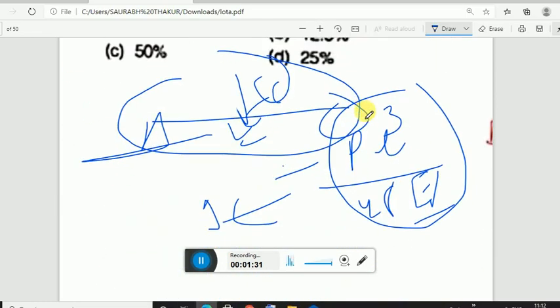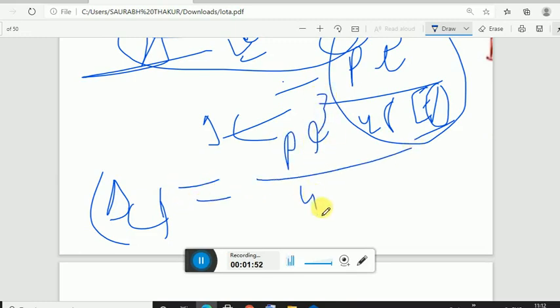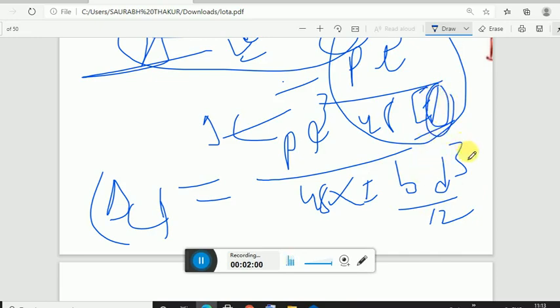That means what you have to do next is elaborate the term I. Let's suppose you will be calculating del C dash. Del C dash would be PL cubed upon 48 EI, where I means BD cubed upon 12. When you elaborate the I, you will be getting BD cubed upon 12.